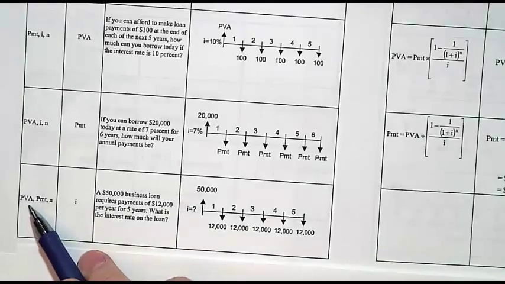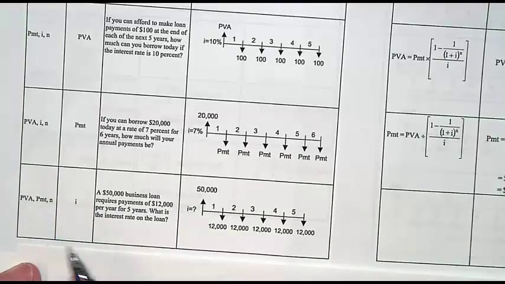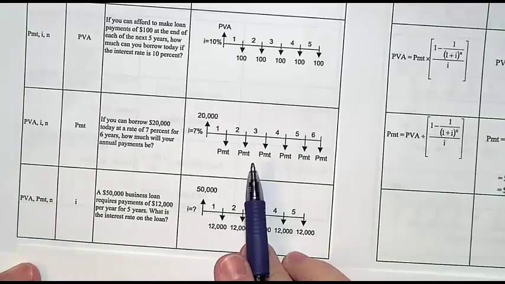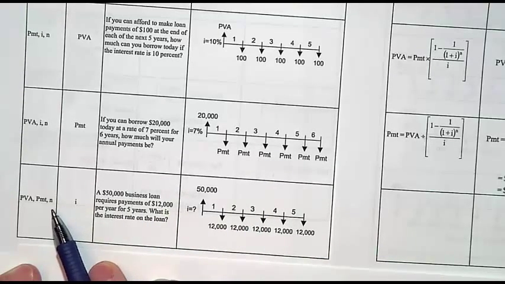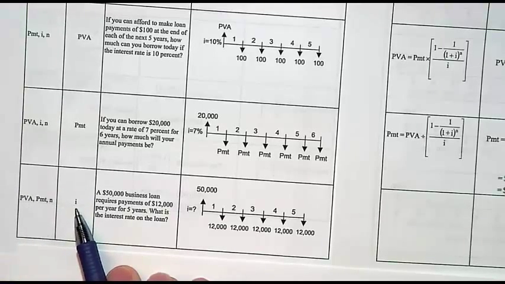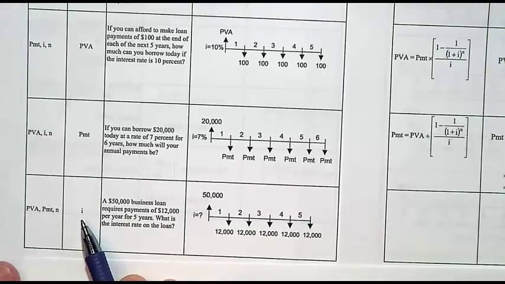In this case, we know the present value. Did I skip one? No. We have 2 more. Present value, payment, n. We know these 3, and we don't know the I. So we're going to have to calculate what that rate is.